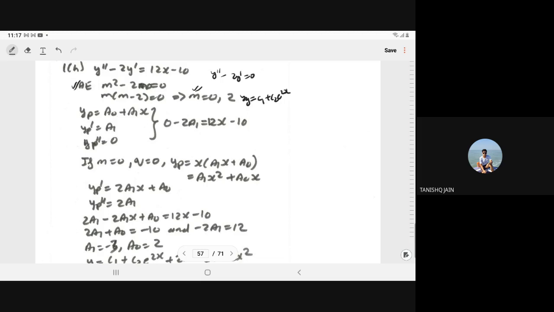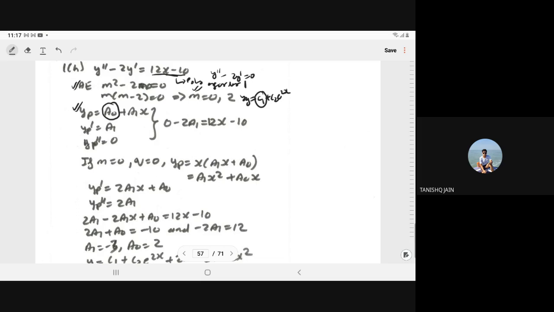Now please see, when we consider the yp corresponding to 12x minus 10, it is a polynomial of order 1. So here we have to consider the yp as a naught plus a1x. So here you can see c1 is equal to a naught. c1 is the arbitrary constant, we can put any value. So when we put c1 is equal to a naught, we have the duplicacy. Right? So due to the duplicacy, you can note what the problem is coming.